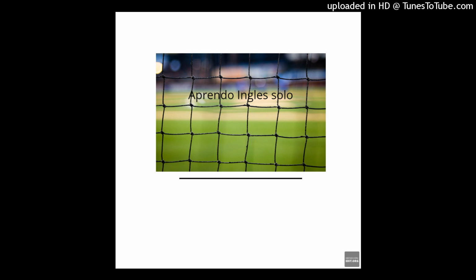Then we have any. We use any in the negative. Like, I don't have any questions. No tengo ninguna pregunta. Or in the interrogative, okay? Did you buy any apples? ¿Has comprado alguna manzana? So be careful. You only use any in the negative and in the interrogative.